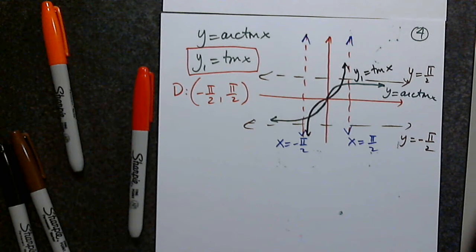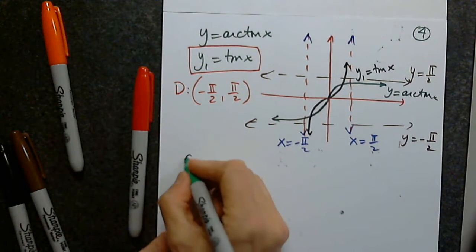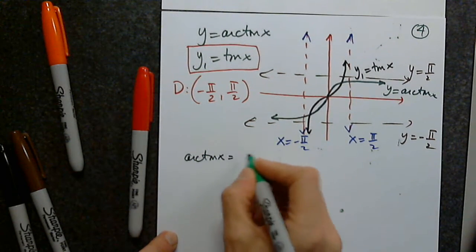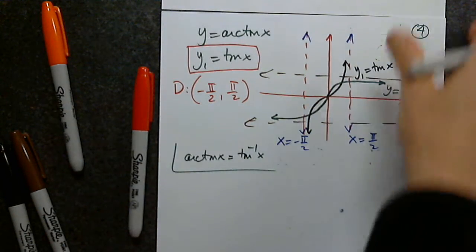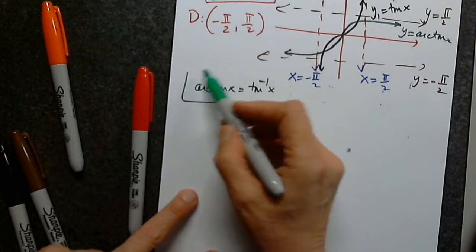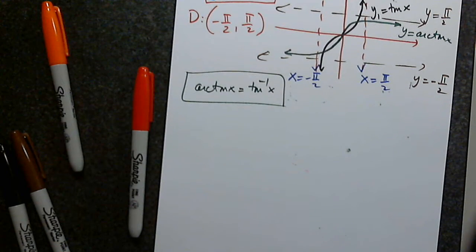Yes, Paul? Is arctangent the same as cotangent? No, it's tangent inverse. Okay, the inverse. It's different notation. So arc tangent x is tangent inverse, which does not mean 1 over tangent, which means the inverse function of tangent. So please remember, commit this to memory, these two functions.